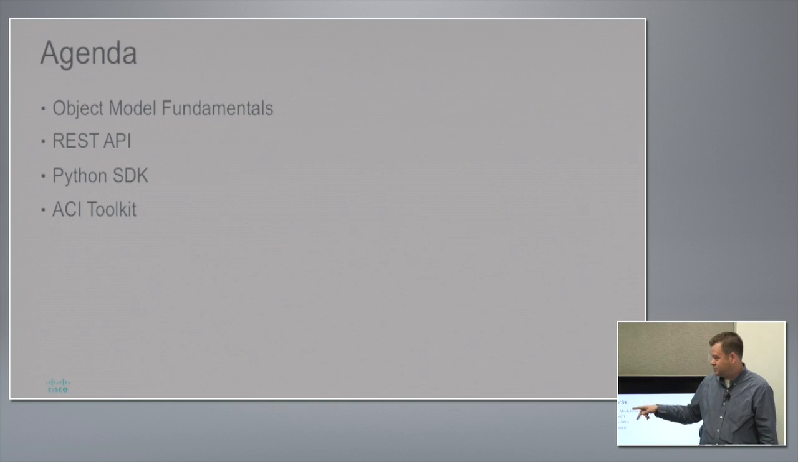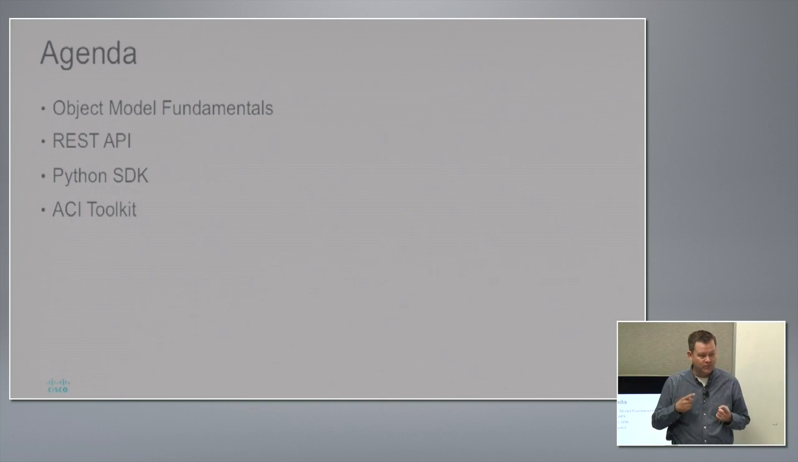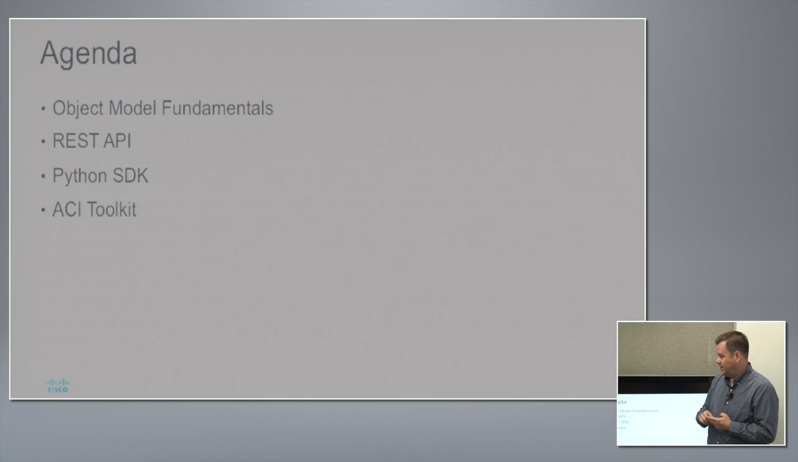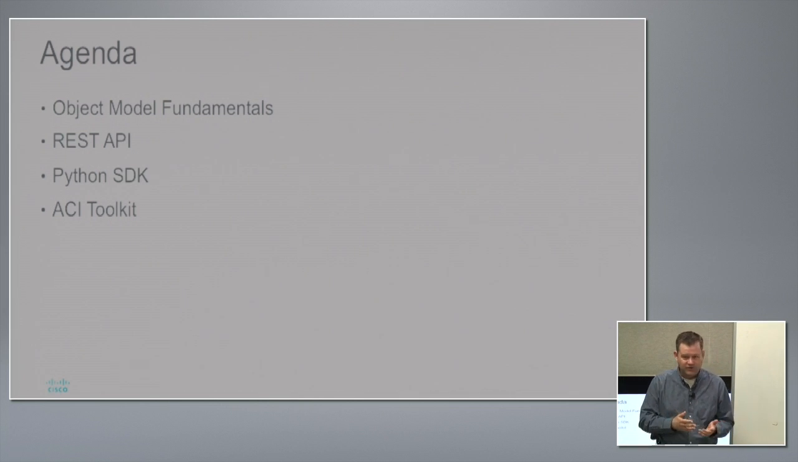And then we'll look into two components which sit on top. One is the Python SDK that's provided, which is a full replication of the object model. And we'll go into the ACI Toolkit. And if we have time at the end, hopefully I can do a little show and tell and show you some examples of what it's capable of doing.